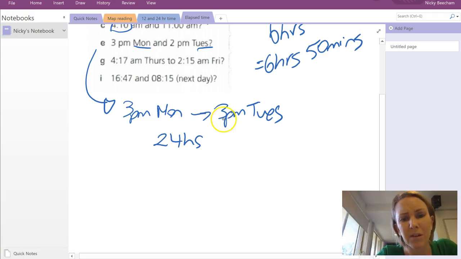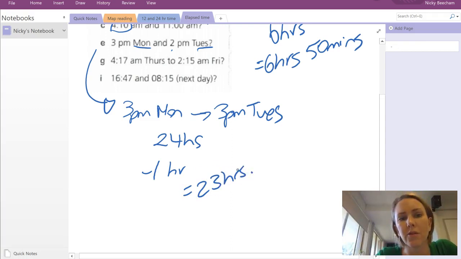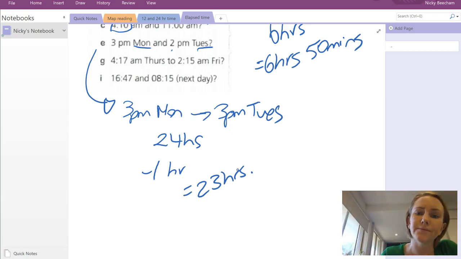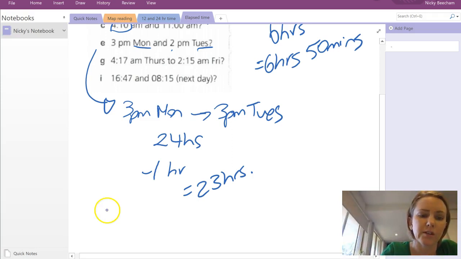Okay, but it didn't ask me 3 p.m. Tuesday, it asked me 2. So I'm going to subtract 1 hour off that, and I get my answer of 23 hours. Okay, so important to have a look at the question and work out what's the best way to attack this question. Okay, let's do G, and I'll just write it here and then I'll scroll down.